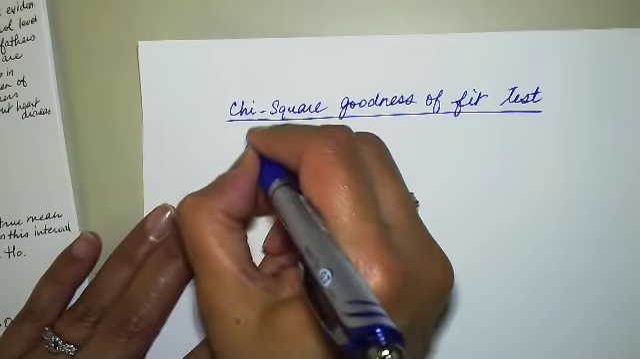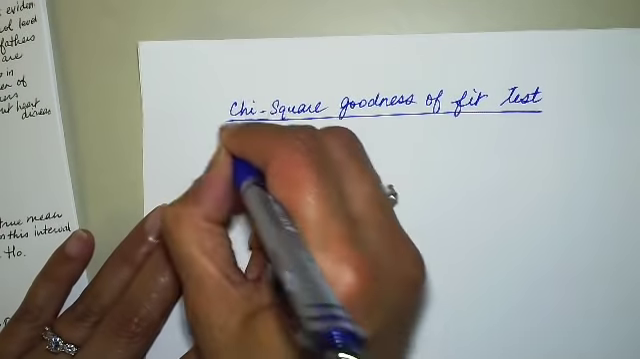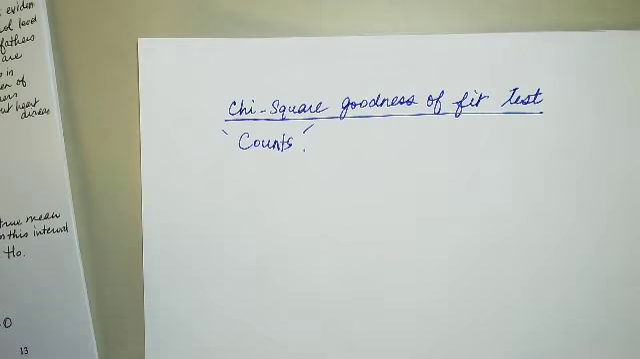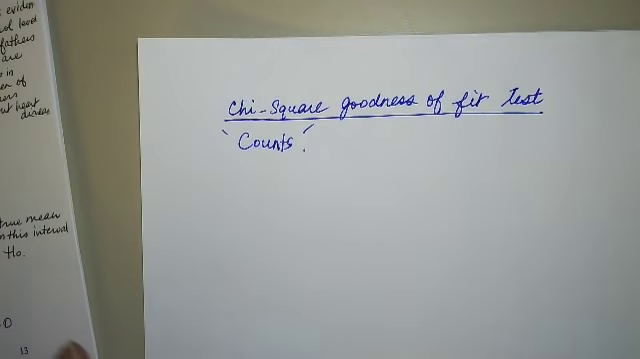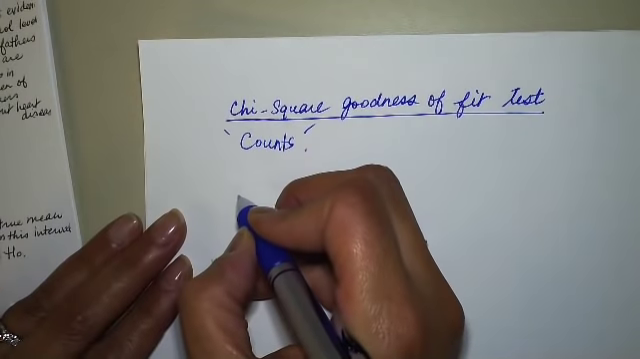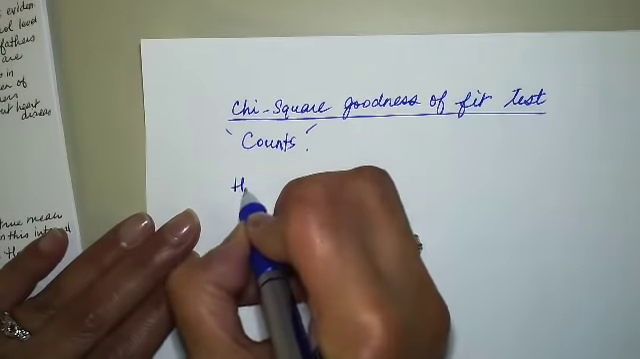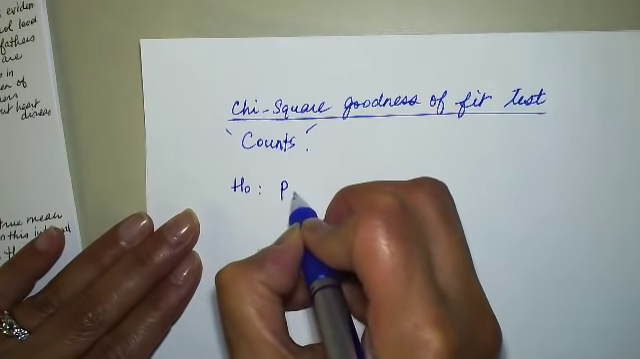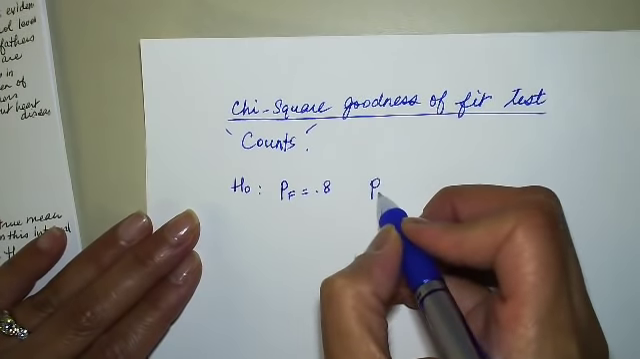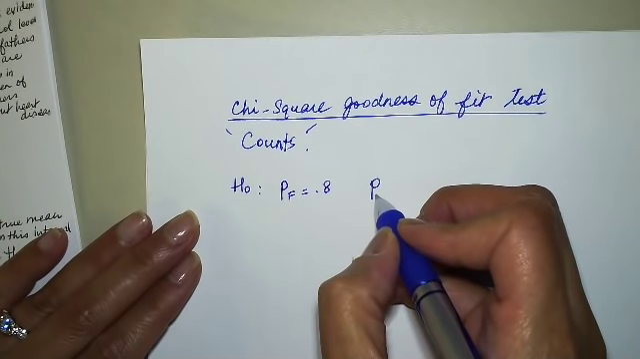I want to do a simple chi-square test. Chi-square goodness of fit test. So now we're dealing with counts, meaning I'm counting how many people fall in a certain category.